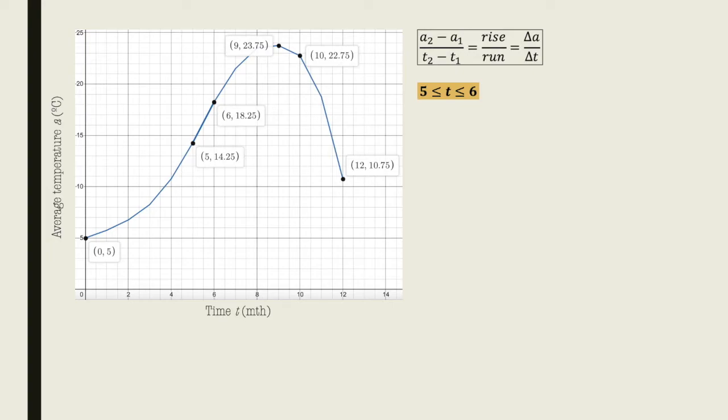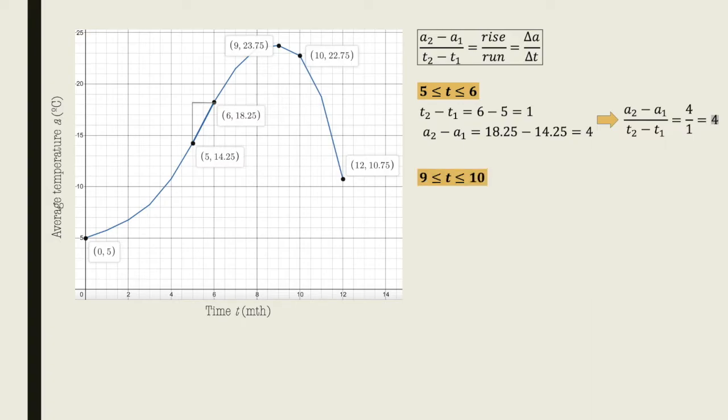Now we must repeat the same calculations as earlier. First, finding the difference between the two endpoints of our interval, 6 and 5, as shown here, as well as the difference between their respective a coordinates, as can be seen here. We now divide 4 by 1 to find that the average rate of change in temperature from t equals 5 to t equals 6 is equal to 4.